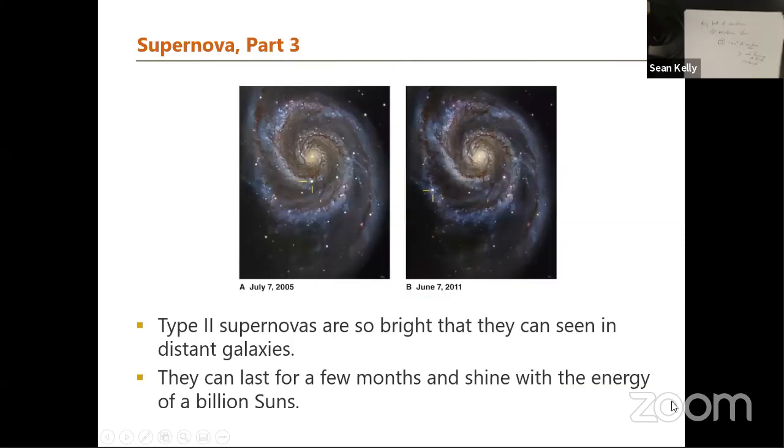So this is kind of a famous thing. Actually, this is not the famous one. I'll tell you another famous one in a second. But type 2 supernovas are so bright they can be seen, right? We can see them in different galaxies. And they can last for a few months and shine with the energy of 1 billion suns. They're really powerful events. In fact, they're just incredibly powerful events.